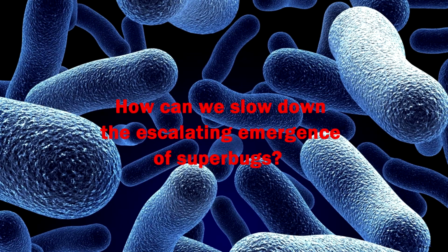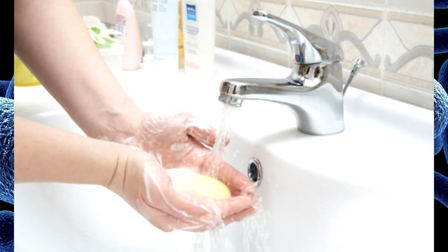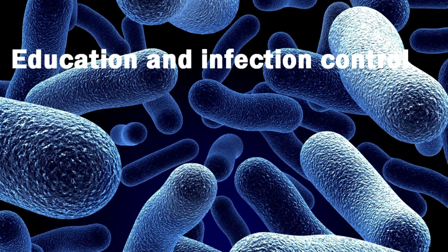So how can we slow down the escalating emergence of superbugs? Good hygiene is very important, as this prevents the spread of infections so that fewer antibiotics are required. It is vital that we educate people on the importance of compliance, as many people do not finish their courses or take drugs as prescribed. It is also up to medical professionals to ensure that antibiotics are reserved for cases that really need them. These are simple steps that can be followed by everyone.